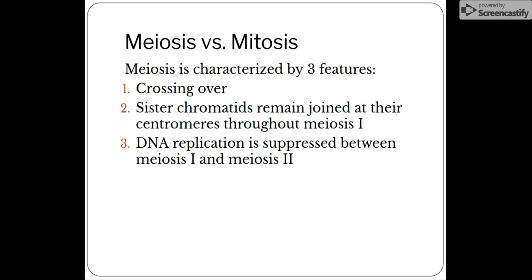Okay, so differences that we see in meiosis, we get crossing over. As those homologous chromosomes come near each other, we can get the trading of alleles. We also see that our sister chromatids, so those identical chromosomes, stay together throughout all of meiosis 1, whereas in mitosis, these separate right away in anaphase. And we see that DNA replication is suppressed between meiosis 1 and meiosis 2. Whereas anytime you get a round of mitosis, you're going to have DNA replication happen beforehand.